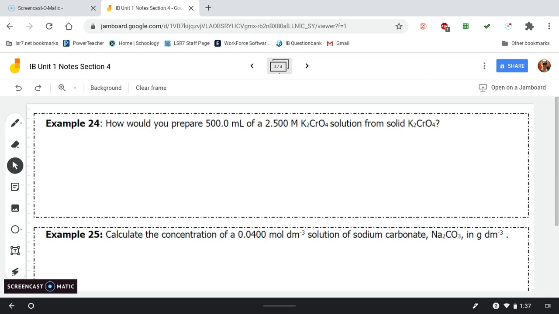So here we go. It is another how would you prepare question. So we are going to prepare a 2.5 molar solution. And so we see this M, this new thing, there's the molarity. Hopefully that routes you to the idea that molarity equals moles divided by liters. So let's go ahead and set that up.